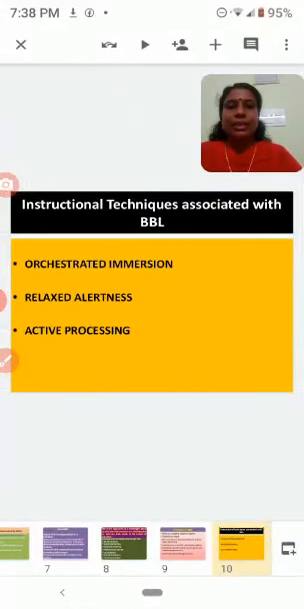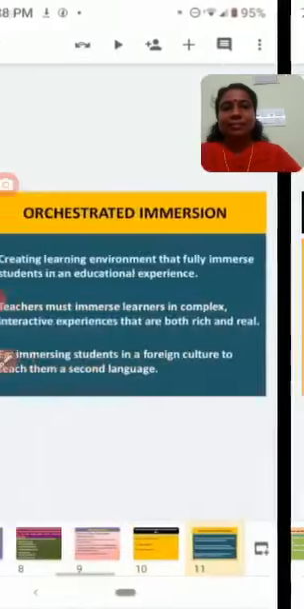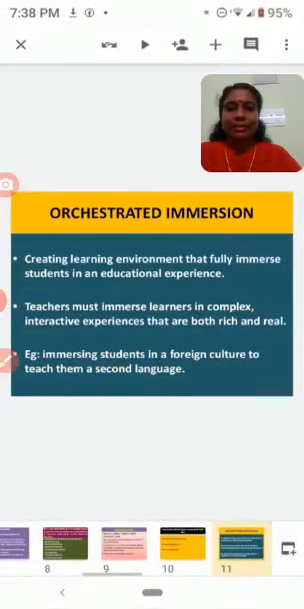Instructional techniques associated with brain-based learning. Orchestrated immersion, relaxed alertness, and active processing are the instructional techniques associated with BBL. Orchestrated immersion is creating a learning environment that fully immerses students in an educational experience. Teachers must immerse learners in complex interactive experiences that are both rich and real. Example, immersing students in a foreign culture to teach them a second language.